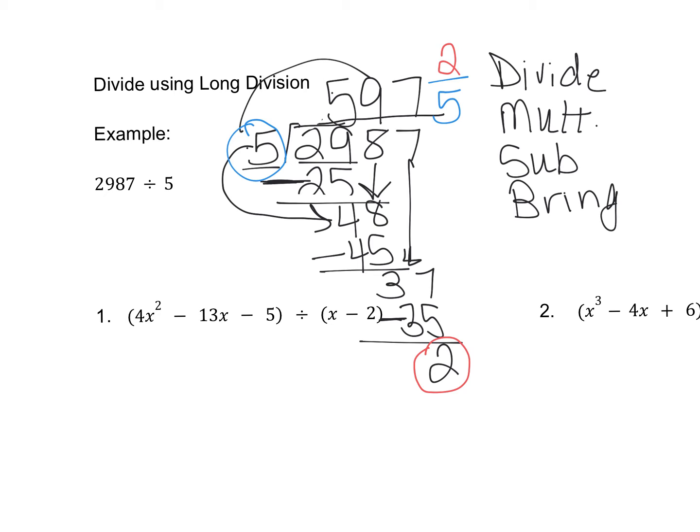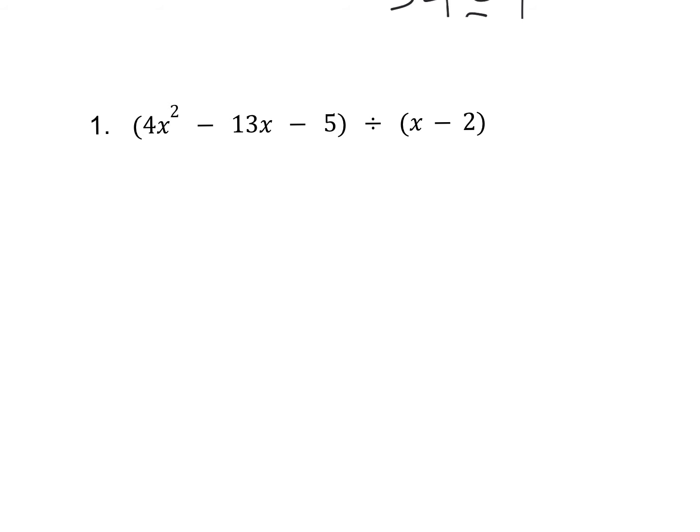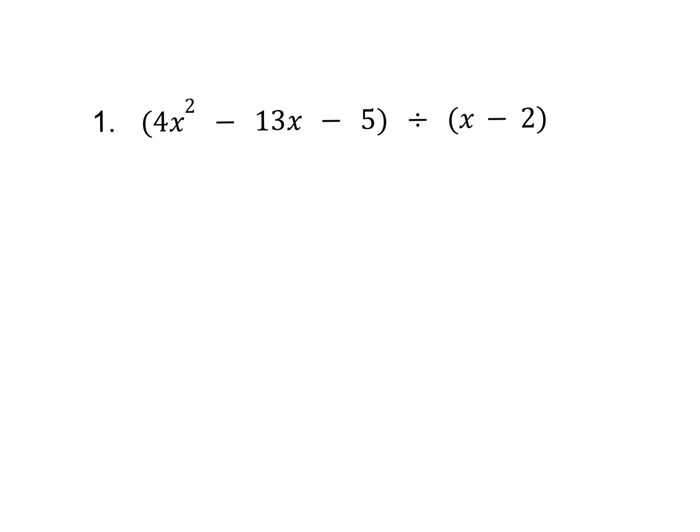So let's go ahead and do a couple of long division problems. I'm going to erase what I have here so I have a little bit more space to work my long division problems down here. Okay, so now we're going to use that same idea. We're going to have 4x squared minus 13x minus 5 divided by x minus 2. So on the outside of my house, I'm going to have x minus 2, and on the inside, I'm going to have 4x squared minus 13x minus 5.